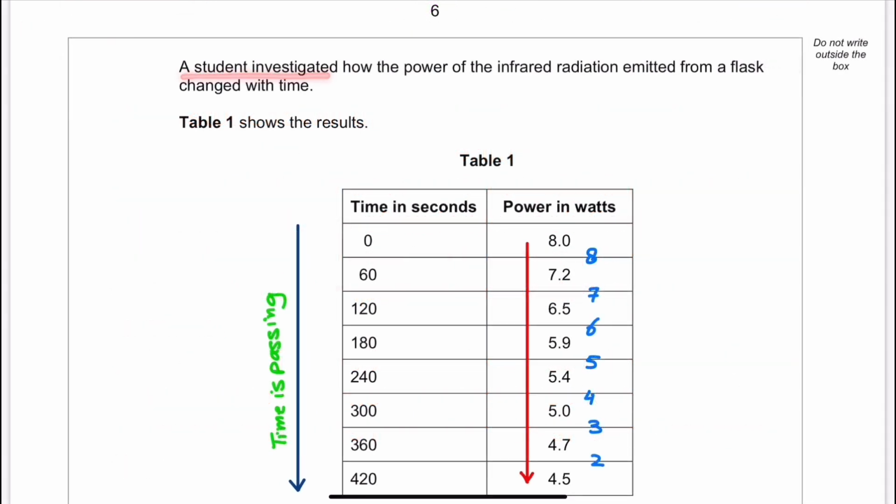A student investigated how the power of the infrared radiation emitted from a flask changed with time. Table number 1 shows the results. We can see here the time is given in seconds where the power is given in watts. We can see in our table number 1, as the time is passing, the value of the power is decreasing. The change in time is mentioned for every 60 seconds, whereas the change in power, we can see, reduces with time from 8 to 7, then 6, 5, 4, 3, 2, and at the end we will get 1.